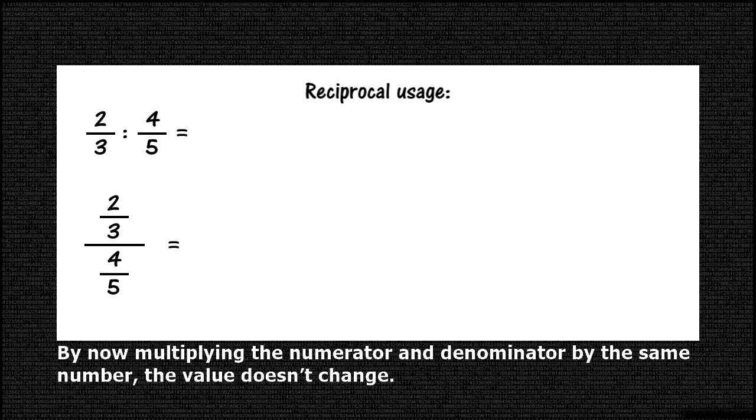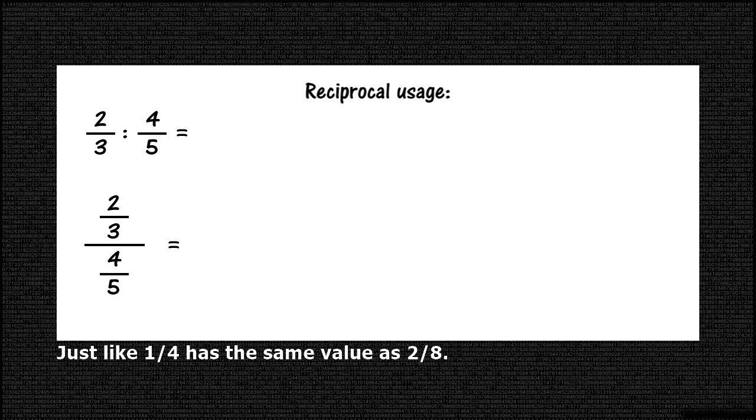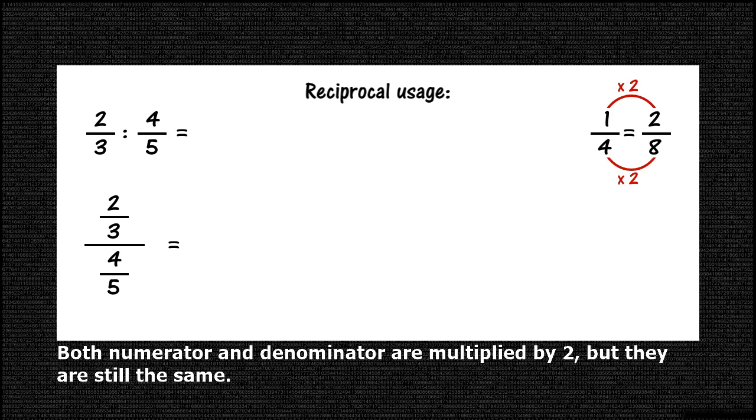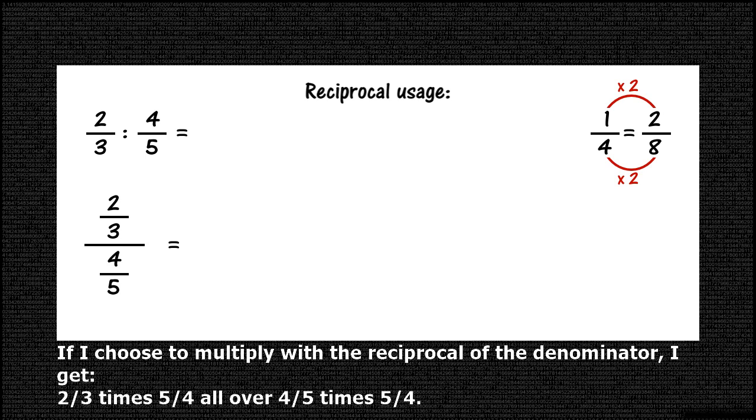By now multiplying the numerator and the denominator by the same number, the value doesn't change. Just like 1 over 4 has the same value as 2 over 8. Both the numerator and the denominator are multiplied by 2, but they are still the same. If I choose to multiply with the reciprocal of the denominator, I get 2 over 3 times 5 over 4 all over 4 over 5 times 5 over 4.